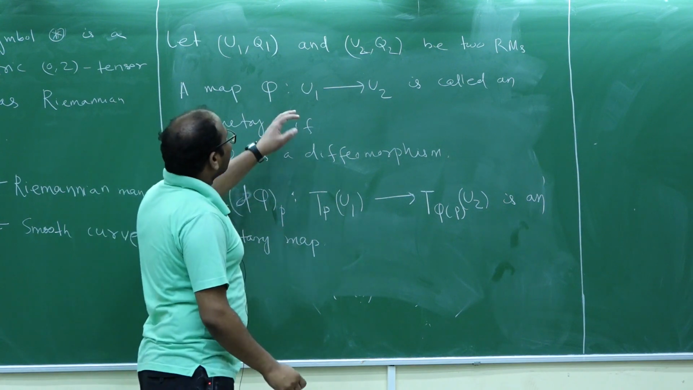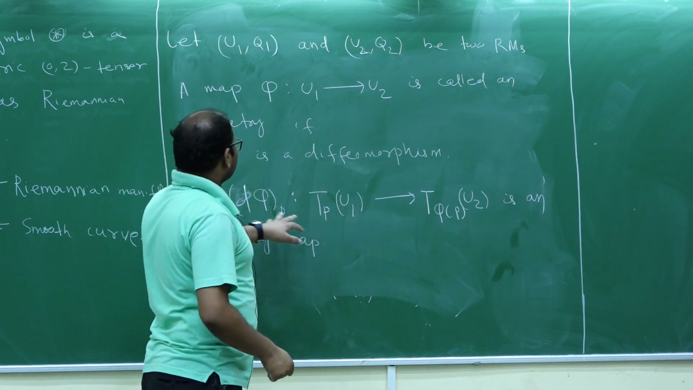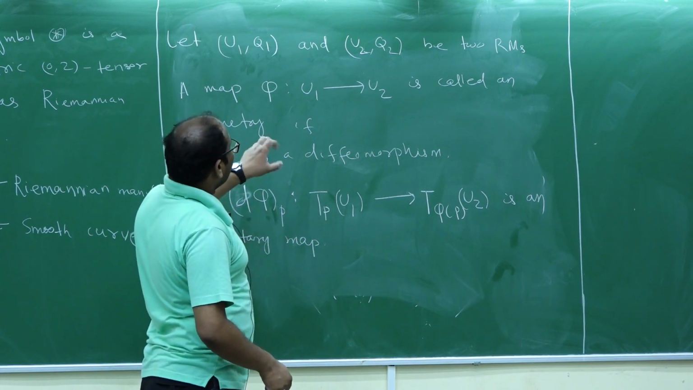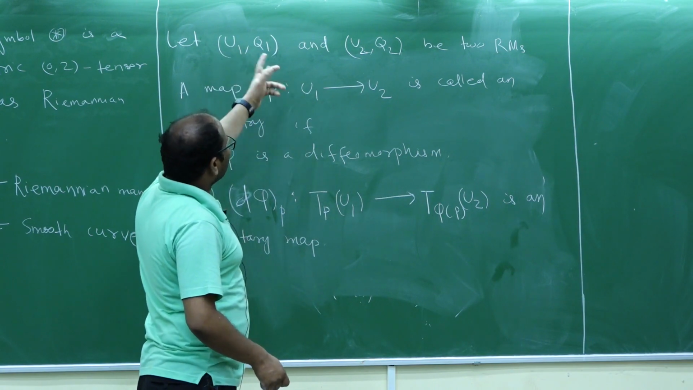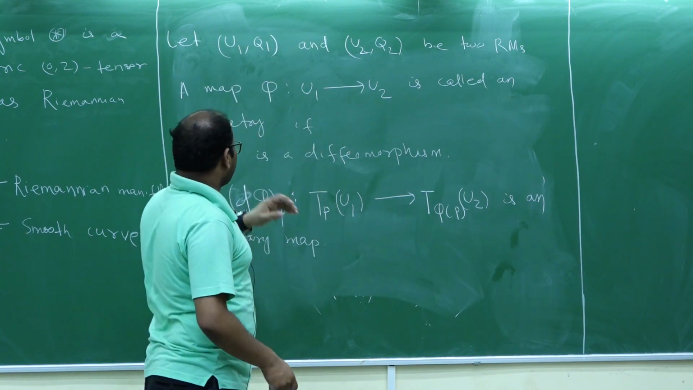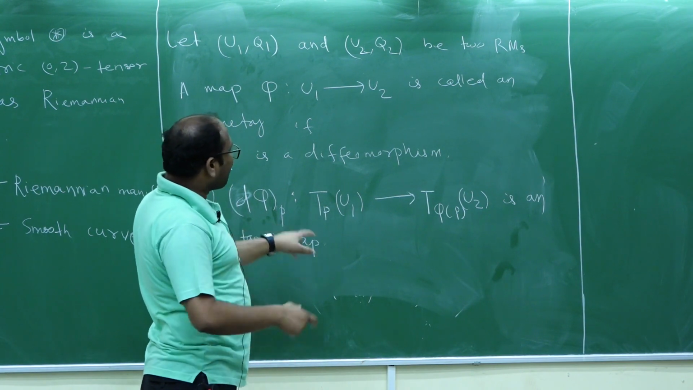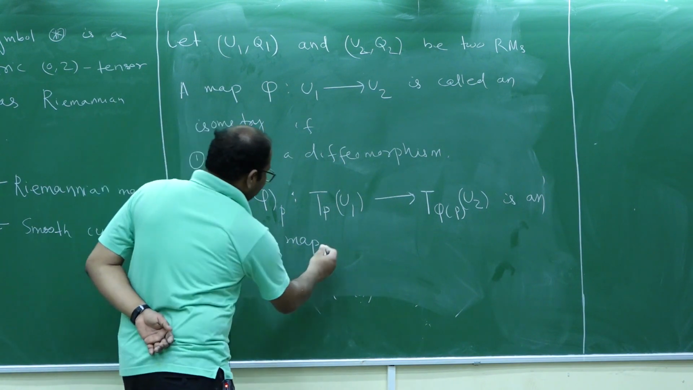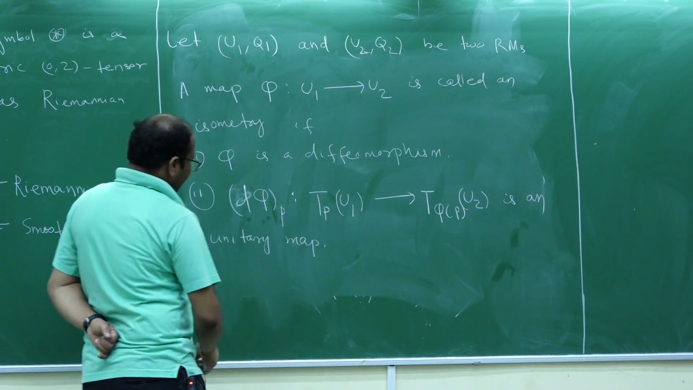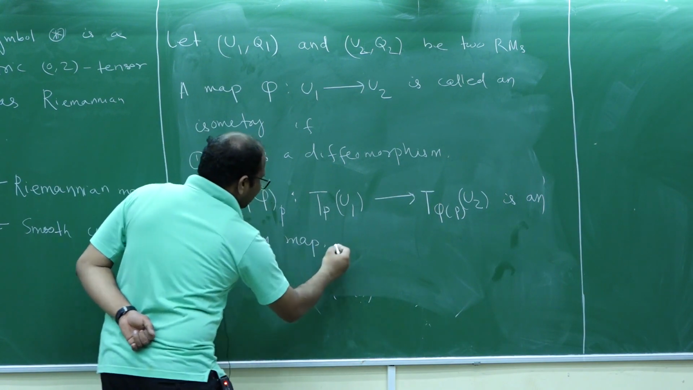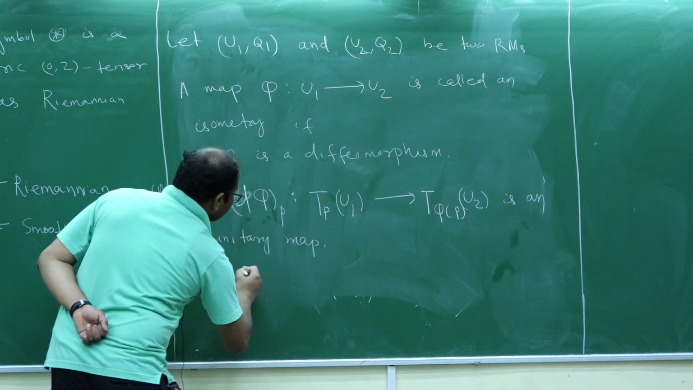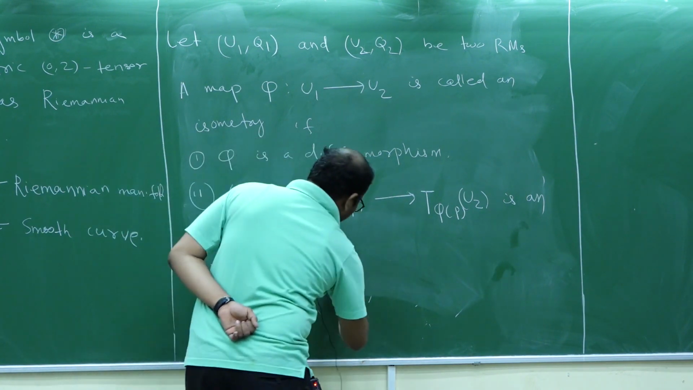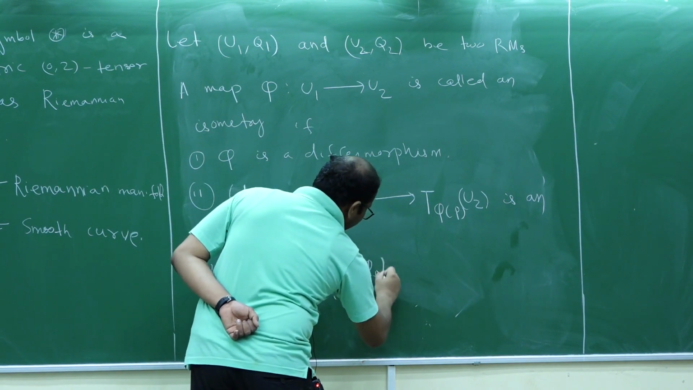So actually in calculus you know that d phi at P is a map from, suppose U1 is a subset of R^n, U2 is also a subset of R^n, d phi at P is a linear map from R^n to R^n. It is basically that. So what does it mean? The meaning of this thing is really the inner product at P.